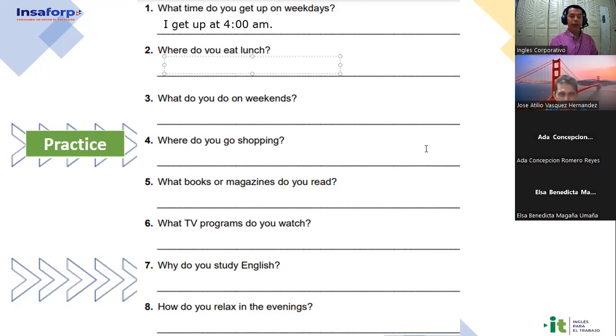Where I eat lunch in restaurant Clavo y Canela. Oh, excuse me. I eat lunch in Clavo y Canela. Delicious breakfast. Me fascinan los desayunos ahí. Clavo y Canela. I eat lunch. Sorry. Lunch. I eat lunch in Clavo y Canela. Nice, José Atilio. Now, next one, right?